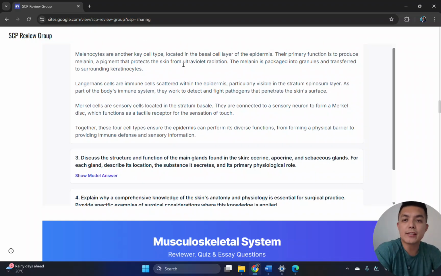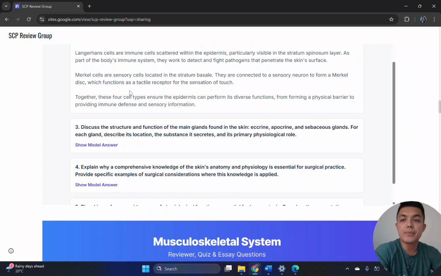Melanocytes are another key cell type located in the basal layer of the epidermis. Their primary function is to produce melanin, a pigment that protects the skin from ultraviolet radiation. Now, the melanin is packaged into granules and transferred to surrounding keratinocytes. And Langerhans cells are immune cells scattered within the epidermis, particularly visible in the stratum spinosum layer. As part of the body's immune system, they work to detect and fight pathogens that penetrate the skin's surface.